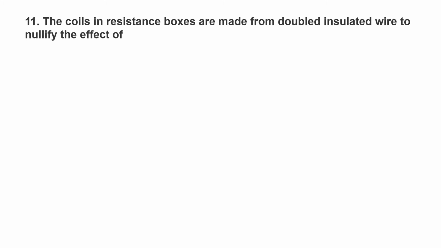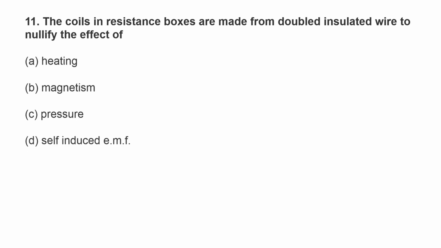11th question. The coils in resistance boxes are made from double insulated wire to nullify the effect of. Options are A, heating, option B, magnetism, option C, pressure, option D, self-induced EMF. The coils in resistance boxes are made from double insulated wire to nullify the effect of. Here the answer is option D, self-induced EMF.